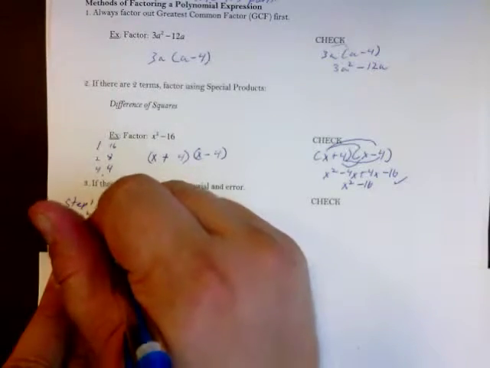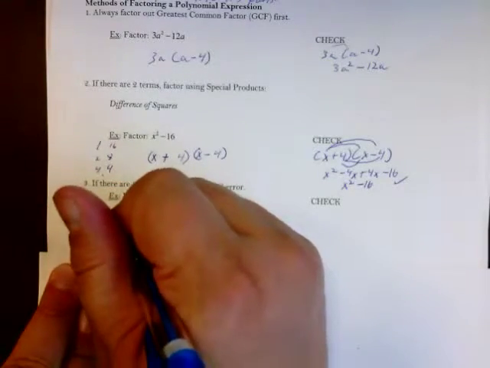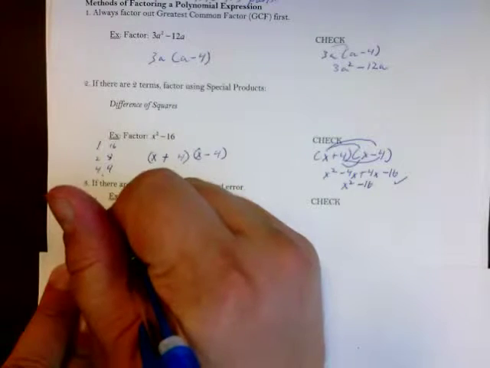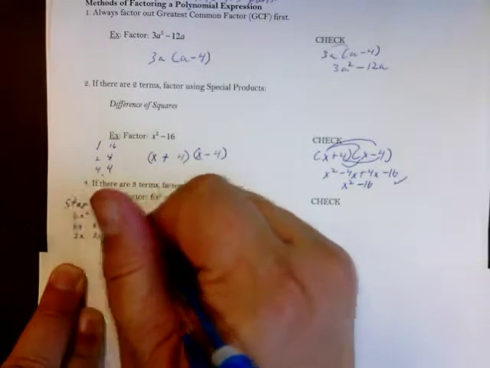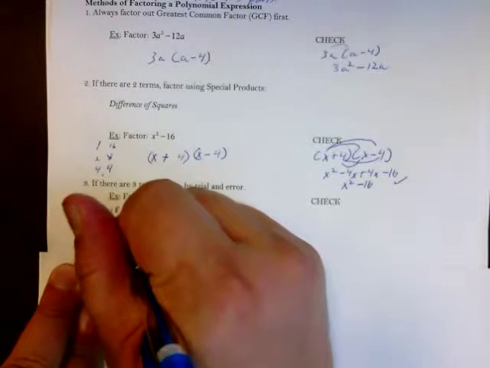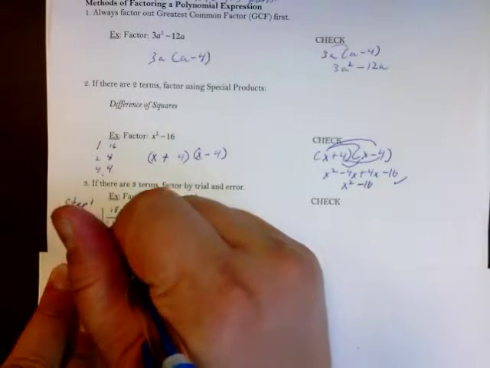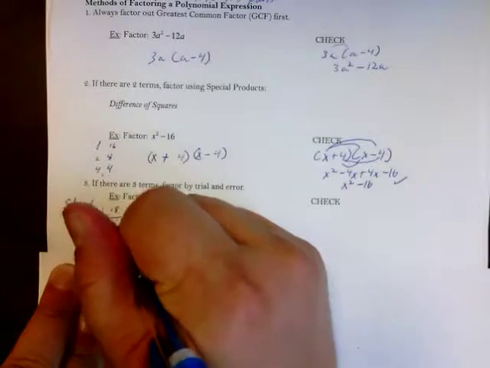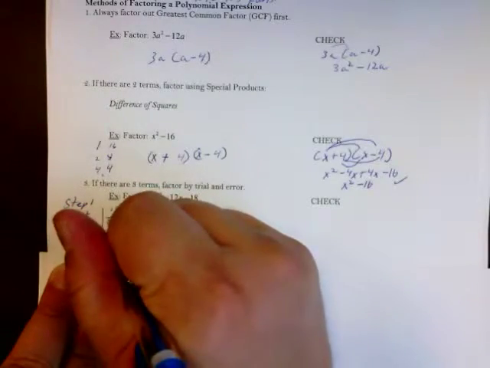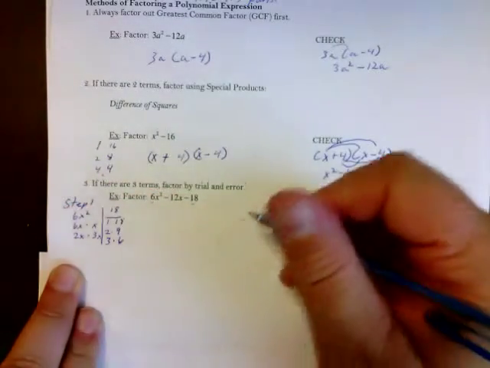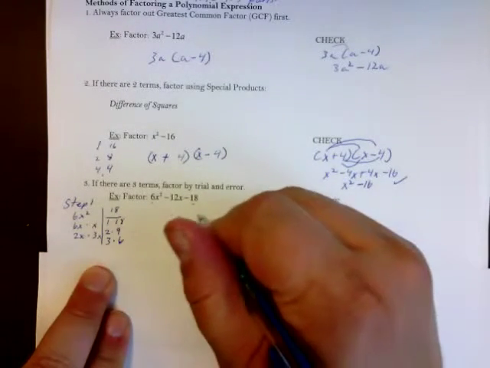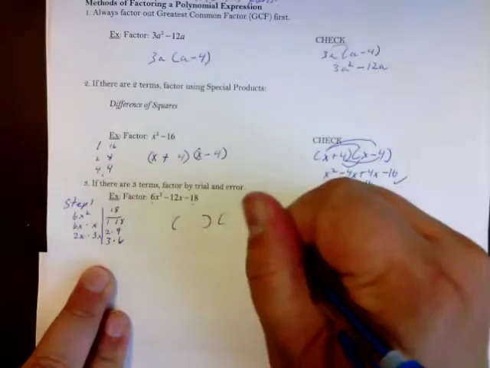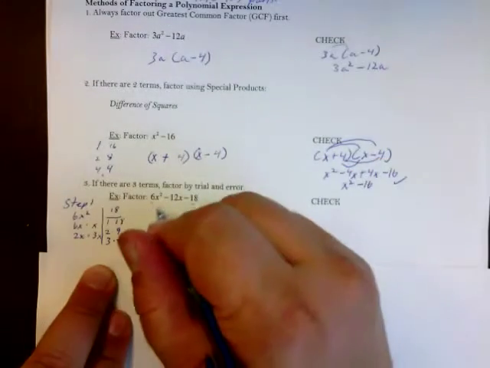And for my second set of terms, I'm looking at the 18. The factors of 18 are 1 times 18, 2 times 9, and 3 times 6. Alright. Now I know I'm going to break them up. This is step 2.